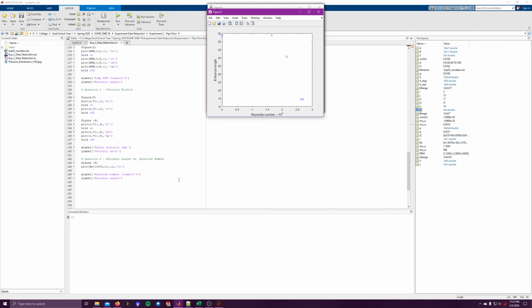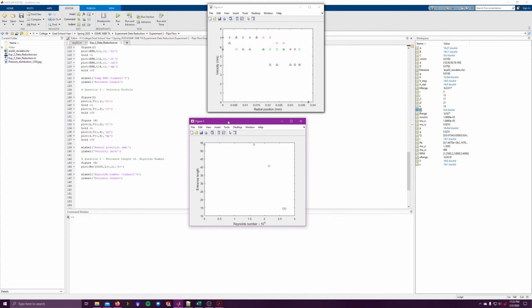Okay, so I'm going back just to quickly update that X label here. I should have had Reynolds number times 10 to the 4th, because I divided the Reynolds number by 10,000 right here. So anyways, your plot should look something like this, and then you'll be set, you'll be done with this lab.